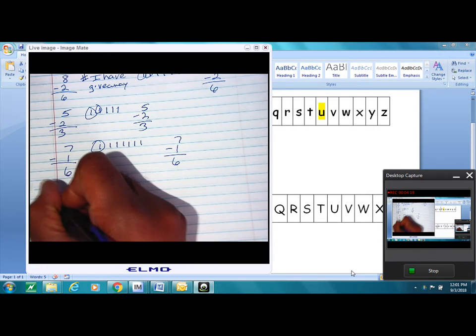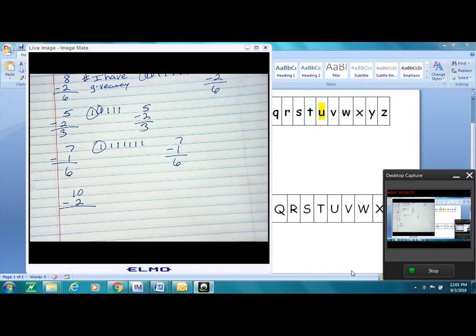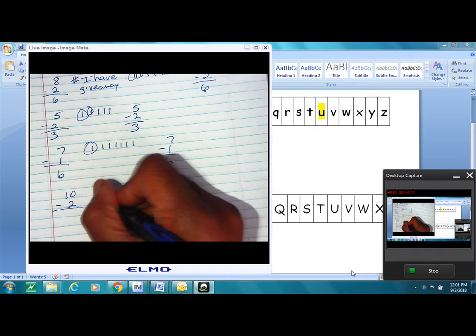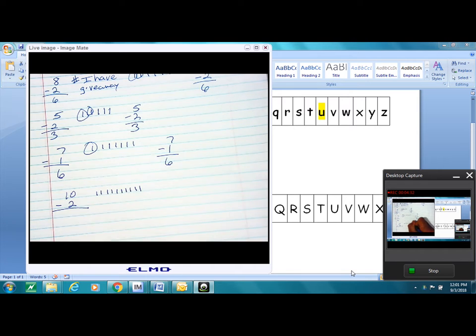Now let's do 10 minus 2. For this one, you're going to have to draw all 10. 1, 2, 3, 4, 5, 6, 7, 8, 9, 10. There are 10 sticks there.